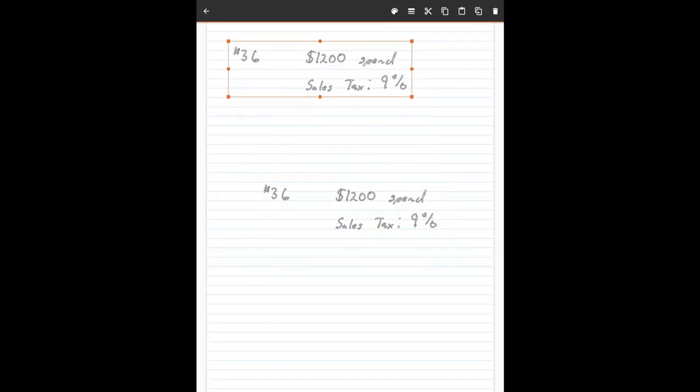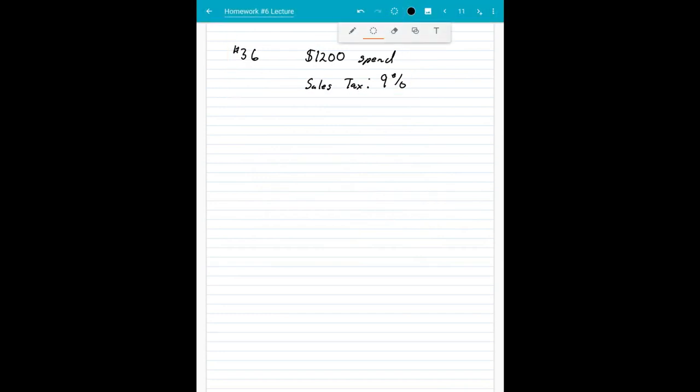Paste it. This one, remember, it's $1,200 that he has in total to spend. So $1,200 is the total that he has. We're going to say it should equal $1,200. The total is going to include the tax and the purchase of the item. So the purchase of the item includes 100%. This is 100%. This is 9%. So that would be 1.09 if I want the total of the two.